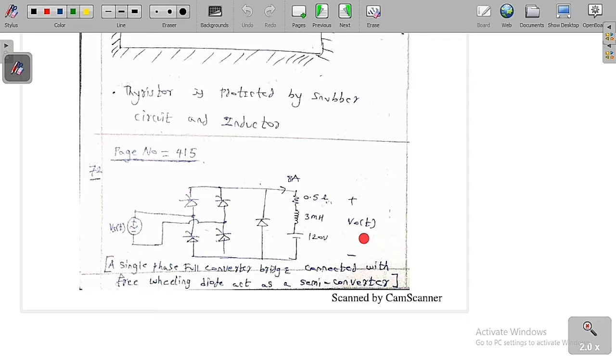So this is the output voltage plus or minus V0 of t, and the output current is 8 ampere. 8 ampere is the average output current. So now based on this you have to find what is the firing angle alpha we need to figure out.